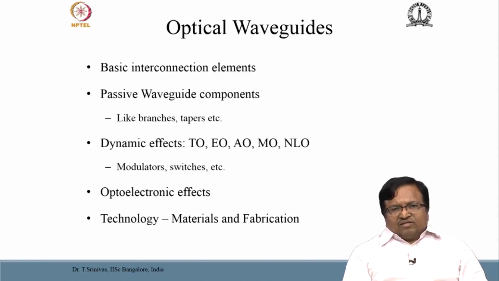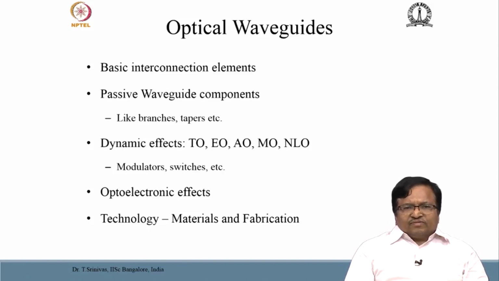So, let us start the talk with optical waveguides, which are the basic interconnection elements in integrated optics. Like wires in electronics, optical waveguides are the basic elements interconnecting various components on the chip. Then the waveguides can be used for making many passive waveguide components, like branches, tapers, couplers and so on and so forth.